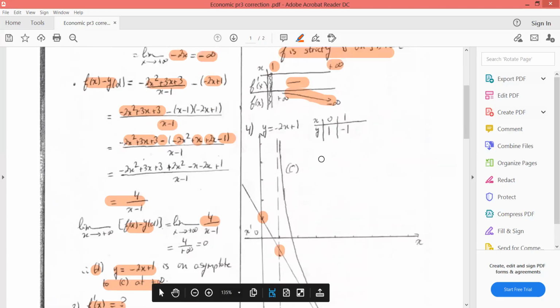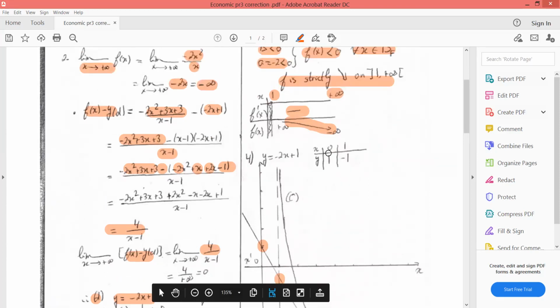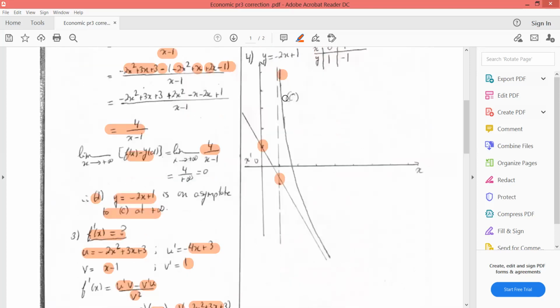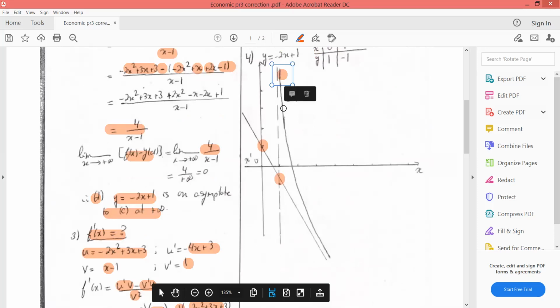The curve, once again, you can take particular points using your calculator, but the curve is decreasing from 1 plus infinity here till minus infinity. So it is decreasing, and it becomes near the oblique asymptote here in this part.